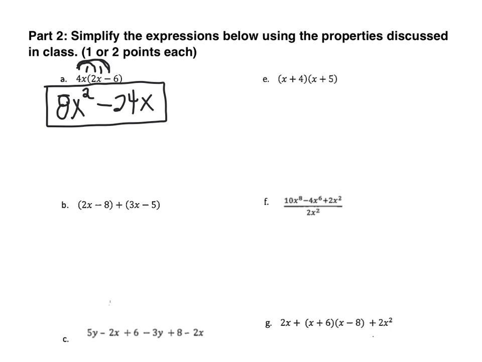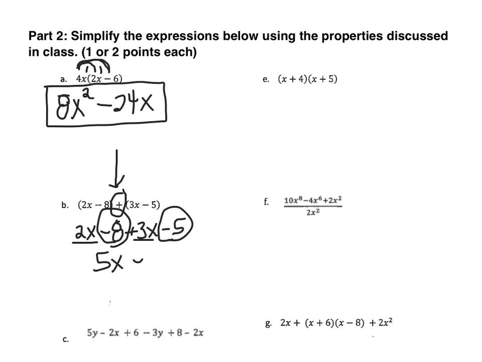Letter B, many kids double distributed here. You have to be careful when you have polynomials in parentheses. You must look in between them. In between them tells you what operation you should be using. Here we are adding. And when we learned about adding polynomials, we learned that if there's parentheses, we are welcome to just drop those parentheses, giving us 2x minus 8. We have a positive 3x and a negative 5. And now just combine your like terms. 2x plus 3x gives you 5x's. Negative 8 minus 5 gives you negative 13. That's your final answer.